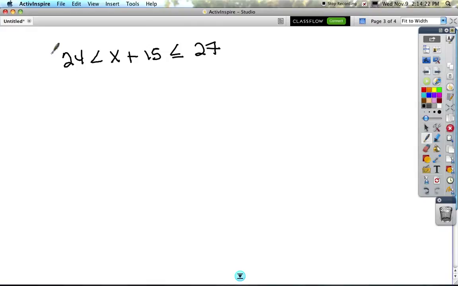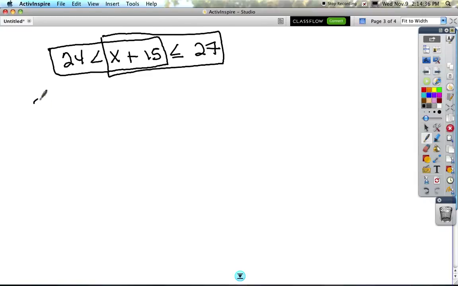Okay, you start at the left and take up the entire center. That's one of them. Then you start at this center and you go to the far right. So you've got 24 less than x plus 15, then x plus 15 less than or equal to 27. So the middle always goes with both of them. I don't care how much is in the middle. The whole thing between the inequalities.